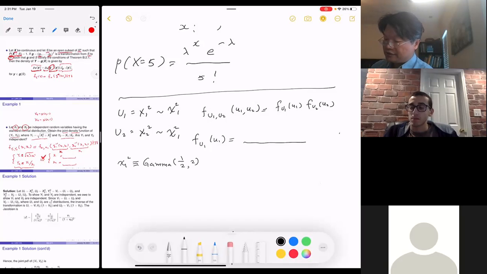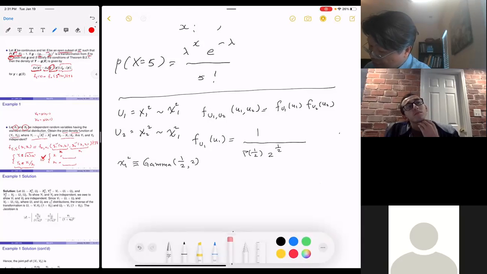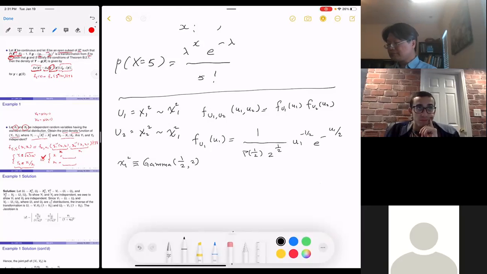If I remember correctly, the gamma distribution PDF is going to be gamma with alpha a half and beta 2. The PDF would be x as U1, x^(alpha minus 1), and then exponential of minus x divided by beta. Beta is 2. Yep, this is the PDF of the chi-square 1.